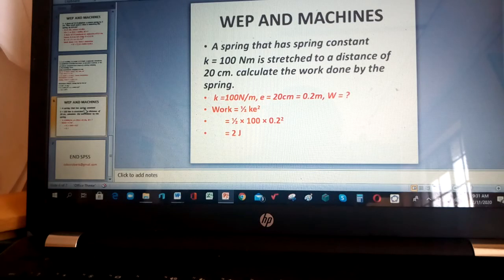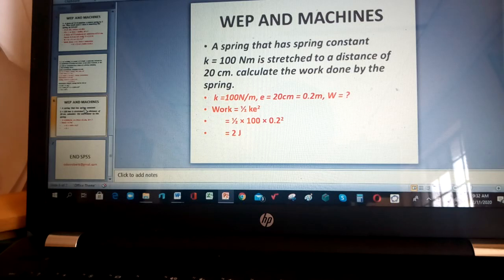A spring that has a spring constant of K, 100 Newton per meter, is stretched to a distance of 20 centimeter. Calculate the work done by the spring. Okay? We know work done is force times distance. What I'm stressing more is that when you plot a graph of force against extension, the gradient gives you spring constant. That is division, vertical quantity divided by horizontal quantity. But when you take a vertical quantity multiplied by horizontal quantity, you come up with the area of a triangle, which is basically a half base times height, or a half FE. But you know F is equal to KE. Therefore, you can have a half KE squared.